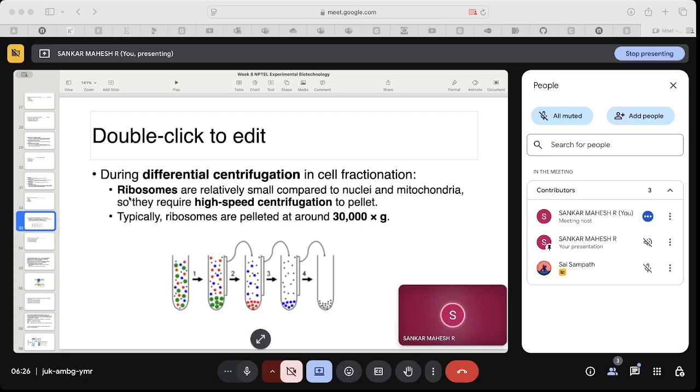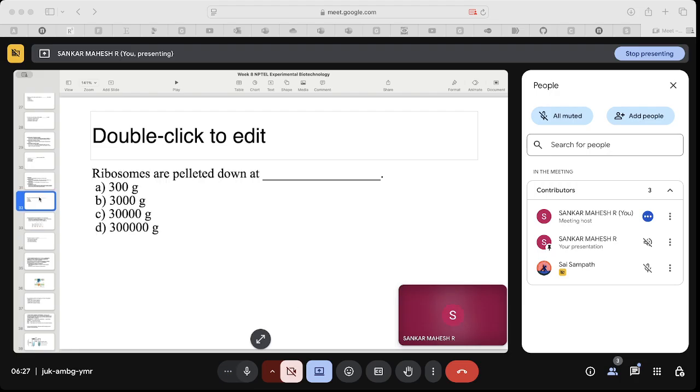So let's say you have different sized molecules here. First, you will use a very low RPM where higher molecular weight components, for example cells, are pelleted as debris. Then you gradually increase the RPM. Because ribosomes are not as large as cells, they need an RPM that is more than 7,000 for sure. So option A and B we can remove. Now, is it C or D?